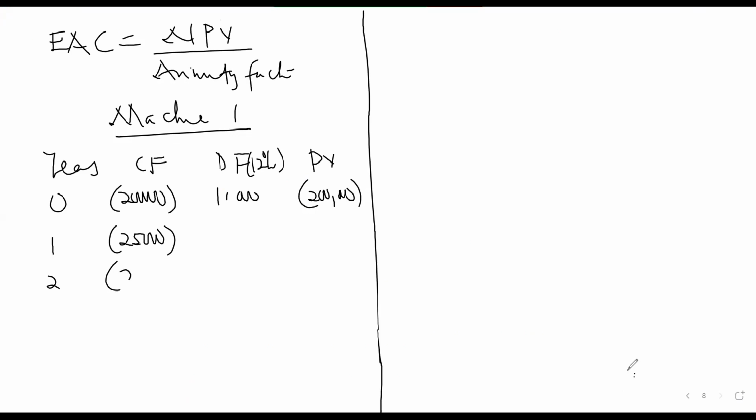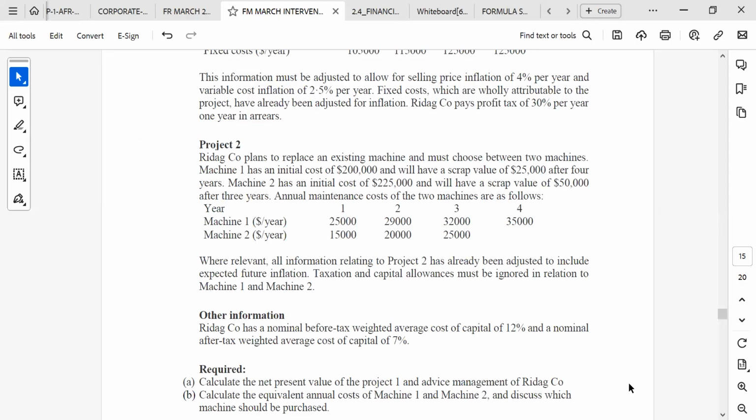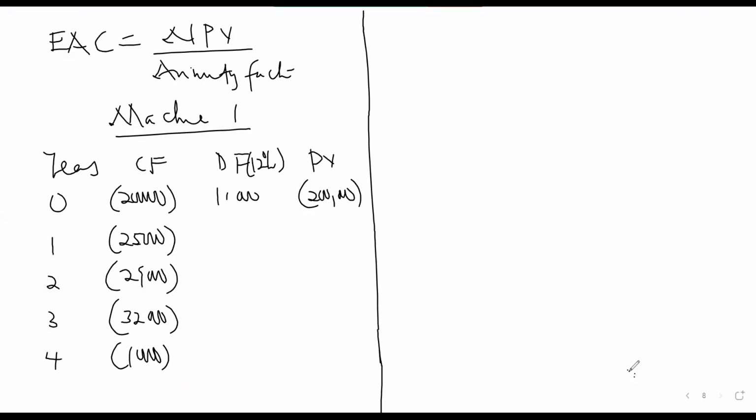29,000. Year 3 is what? 32,000. Year 4 is what? 35,000. But at the end of year 4, what will happen? You are selling the asset for 25,000. So what will be the net cost there? 10,000. So you bring only the 10,000, which is the net of the residual value and the cost. So you present value these ones.